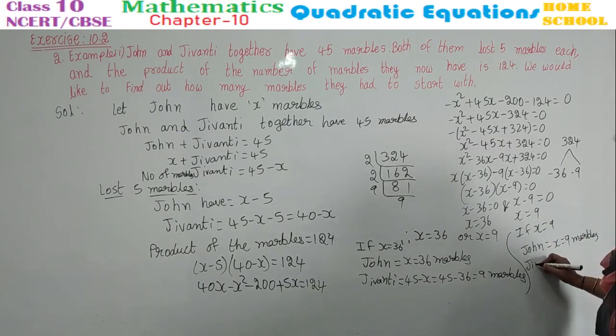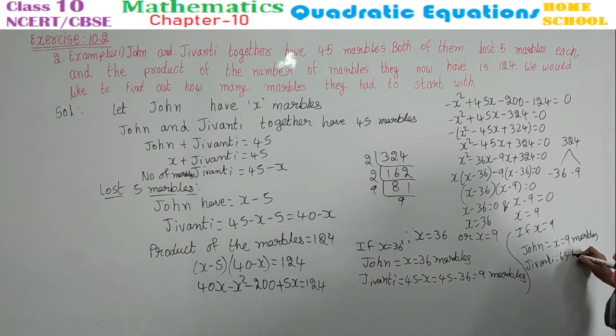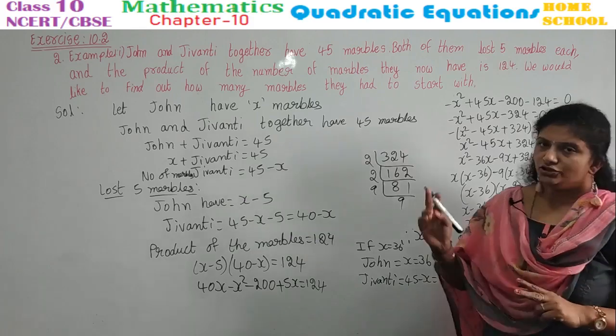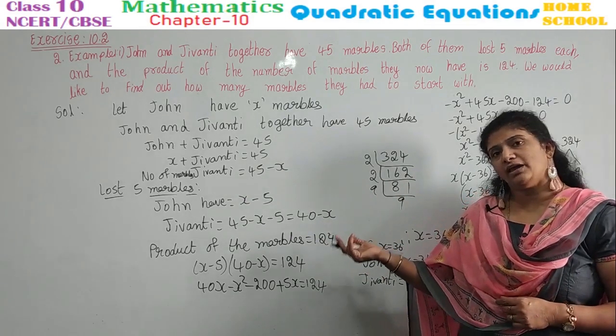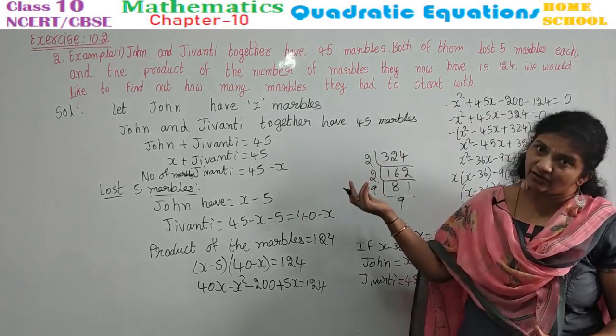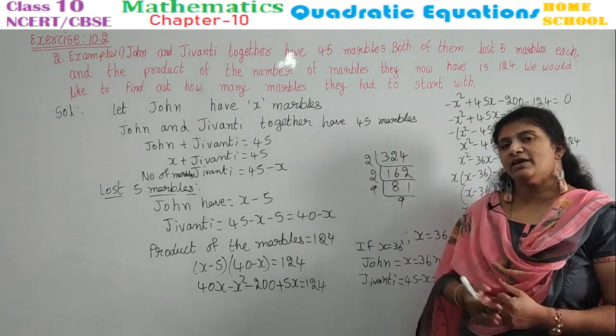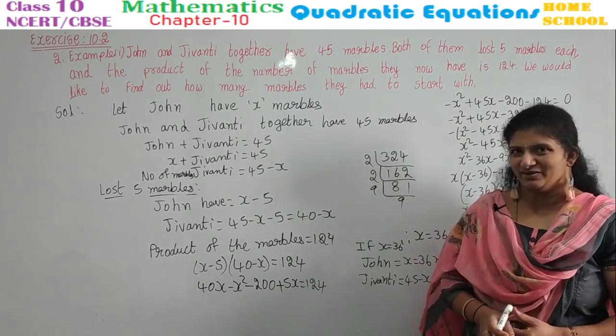Then Jeevanti is equal to 45 minus x. That will be 45 minus 9 is equal to 36 marbles. Look here, 2 people. If John has 36 marbles, then Jeevanti will have 9 marbles. If John has 9 marbles, Jeevanti will have 36 marbles.